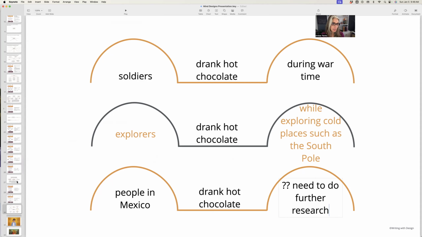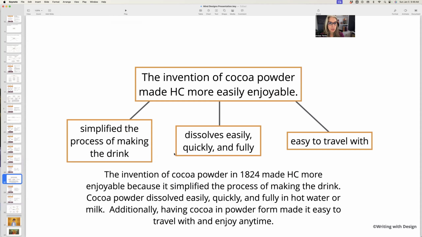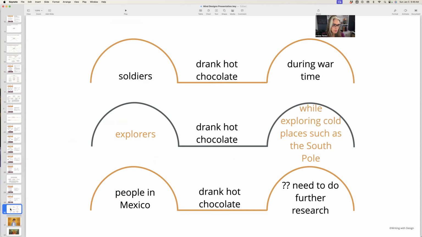And that also might actually help me answer this question better too, about why do I think the invention of cocoa powder made it more easy to enjoy? I might need to learn what the process was like 3,000 years ago or before cocoa powder was developed. So that's one neat thing too, is that the designs are going to help show where there are gaps or limitations in the content that's being studied.